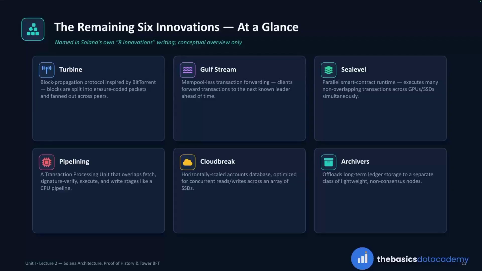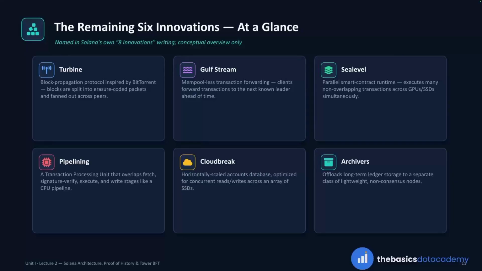Sealevel is a parallel smart contract runtime. It executes multiple independent transactions in parallel. Pipelining: it is a TPU, or transaction processing unit, that overlaps fetch, signature verify, execute, and write stages like a CPU pipeline. Imagine pipelining to be a queue. Cloudbreak is a horizontally scaled accounts database which is optimized for concurrent reads and writes across an array of SSDs.